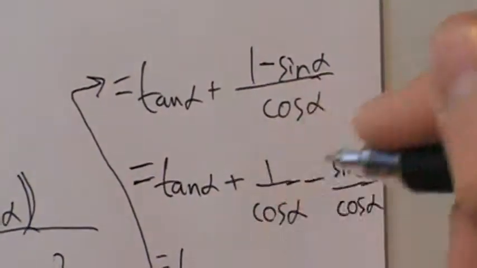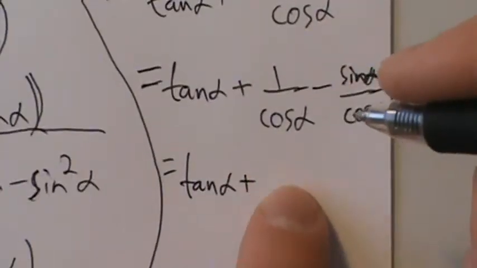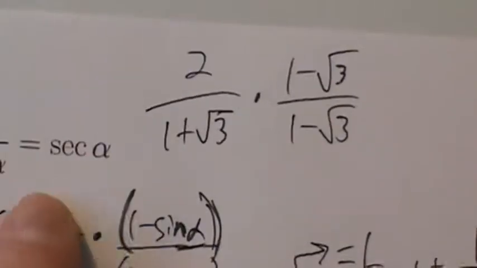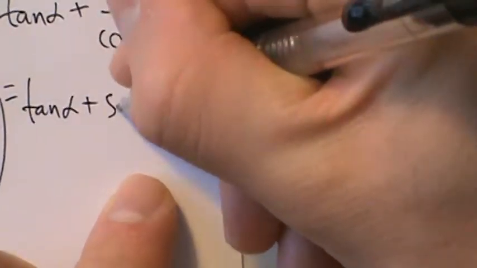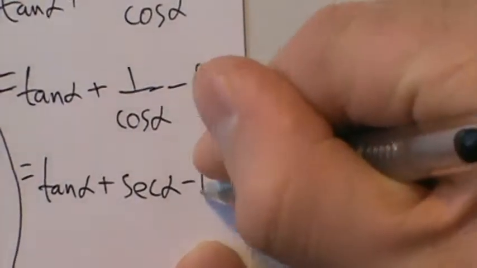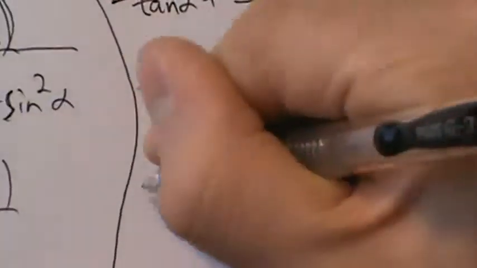That's tangent of alpha plus 1 over cosine of alpha, that is secant. Okay, that is secant. So we're going to convert that because we eventually want a secant of alpha in the end. So here is our secant, so let's write that. And then sine of alpha over cosine of alpha, that is tangent of alpha.